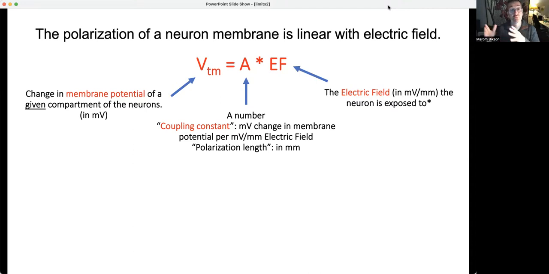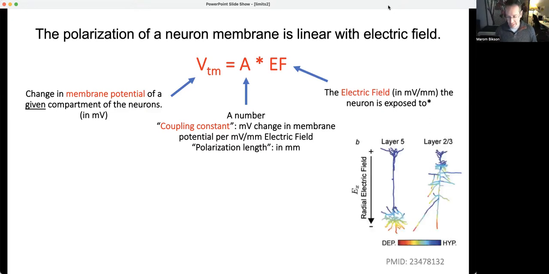So for example, if you produce an electric field that is 1 millivolt per millimeter, and the coupling constant is 1, then the resulting transmembrane polarization is going to be 1 millivolt. And the thing to keep in mind is that this is per compartment. So in electrical stimulation, the whole neuron doesn't polarize the same. You may have one end that's hyperpolarized, one end that's depolarized, another part that's not polarized at all. So this equation applies to a compartment of the neuron.